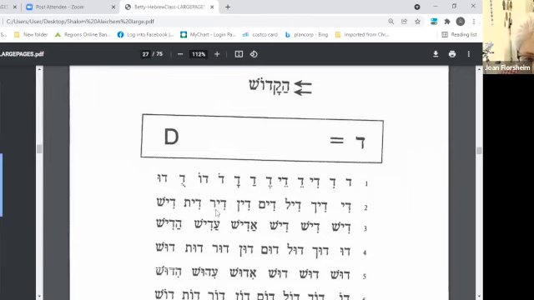Here's the resh. The difference is that little extra curve at the top there. But if you were printing it, you'd actually make it a straight line across the top. So the resh is just a simple curve. The dalet is two strokes actually. Right, it's got that extra little squiggle there. Good. Okay, I'll go back. So it's start line 3.